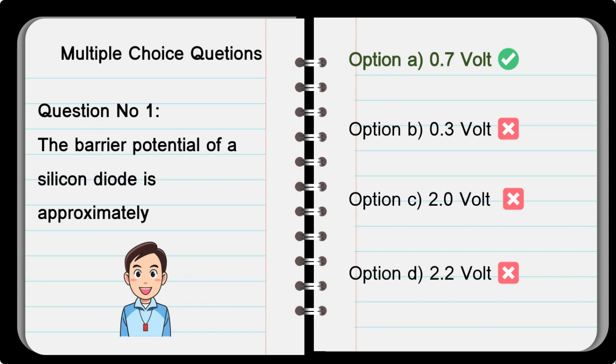I will read the question once again. The barrier potential of a silicon diode is approximately Option A, 0.7 volt. Option B, 0.3 volt. Option C, 2 volt. Option D, 2.2 volt. Correct answer is option A, 0.7 volt.